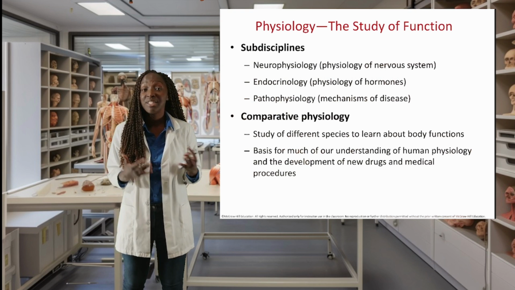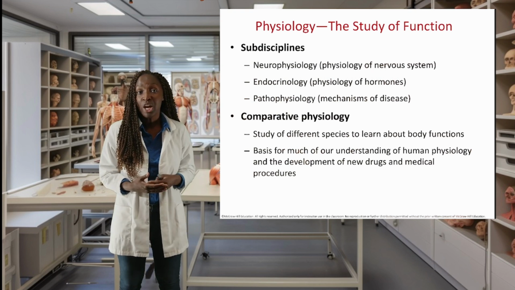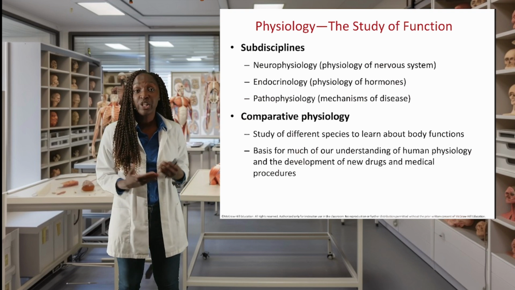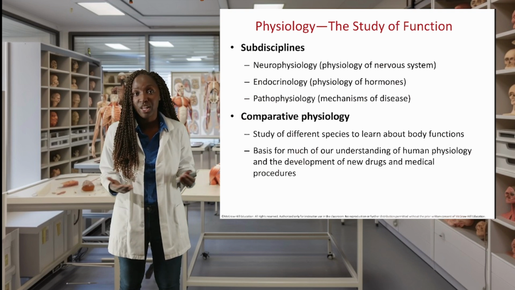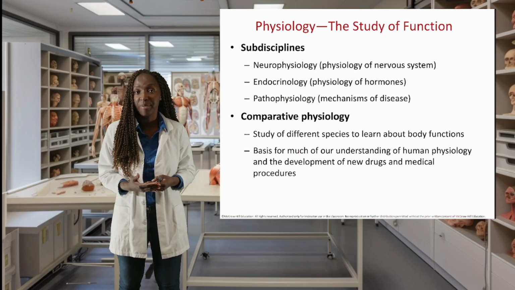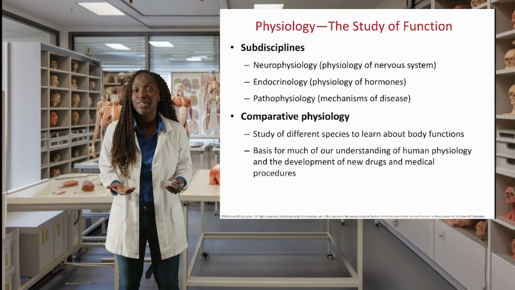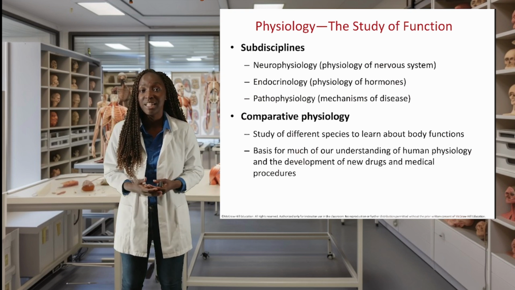Physiology has many subdisciplines, and we have a few examples here that we're going to go through. Neurophysiology. Anytime we hear neuro, we're referring to the nervous system, and physiology is for physiology. So neurophysiology is the physiology of the nervous system. Endocrinology is the physiology of hormones. And pathophysiology is looking at the mechanisms of disease.